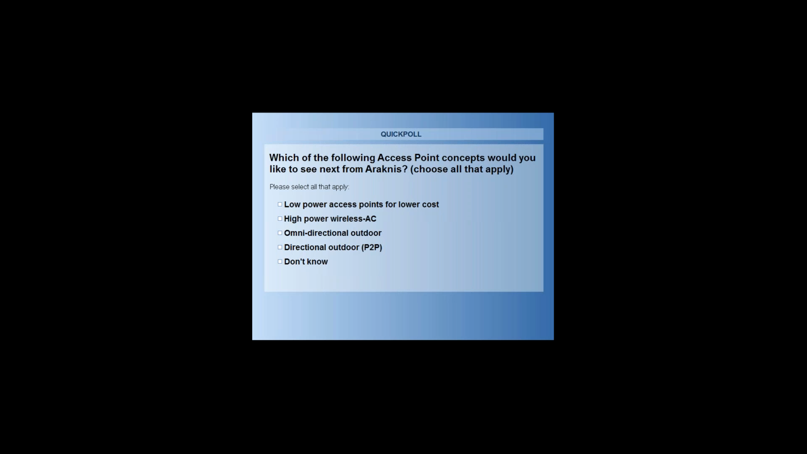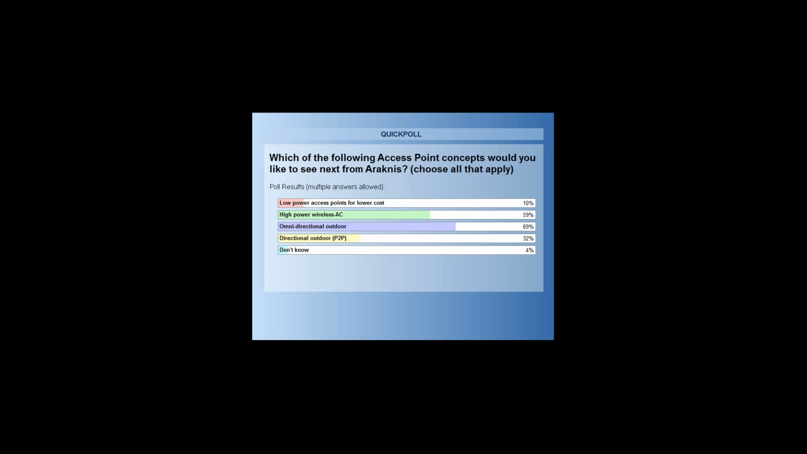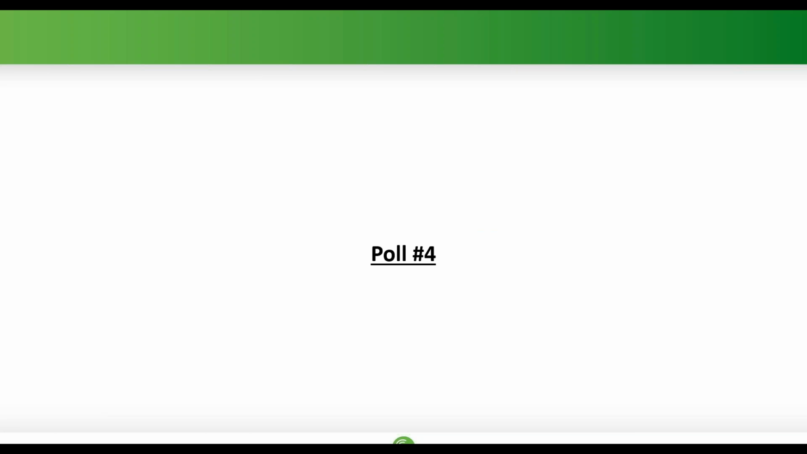All right, let's see the results. Great. The two big options are high-powered wireless AC and omnidirectional outdoor. Happy to tell you that your wish will be fulfilled very, very soon. So at CDA, we will demo our new line of access points, and you will see wireless AC, high power, and also omnidirectional outdoor.